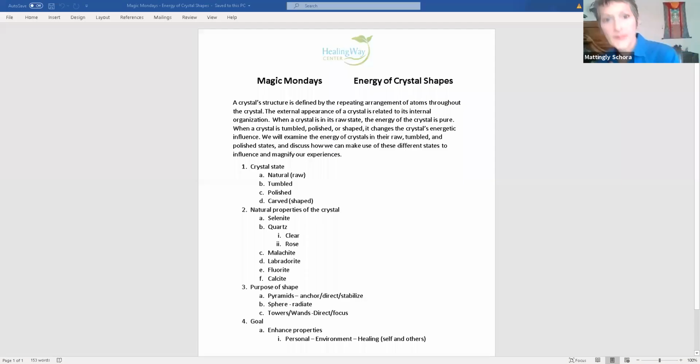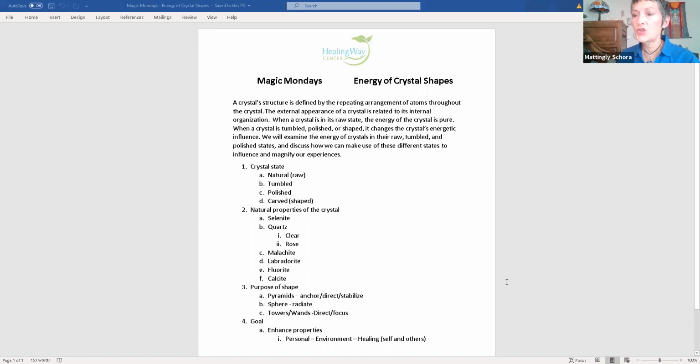And today is about the energy of crystal shapes. And I've got a nice little screen share for you and a form that I will send as soon as we hang up. Yeah. So this first part is straight from the website, but it'll give us a good outline.